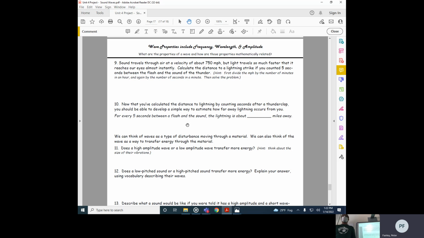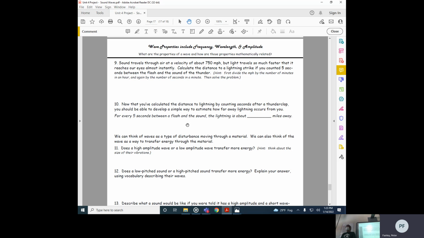The flash is when it actually happened, huh? Almost instantly gets to you. The thunder takes longer to get to you, though, doesn't it? So here's what you have to do. You got to get out a calculator. And what we know is that sound travels about 750 miles an hour. So you're going to put 750 into your calculator.